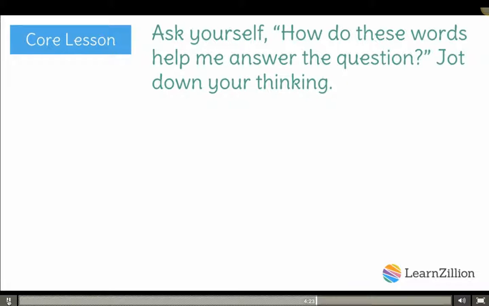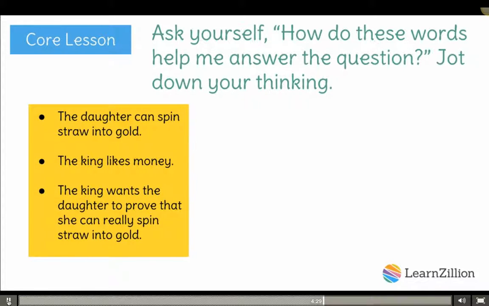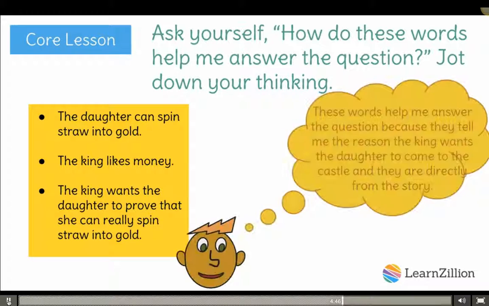Finally, we need to ask ourselves, how do these words help me answer the question? And then write down what we're thinking. Okay, my notes say that the daughter can spin straw into gold. The king likes money, and I know that gold is like money. And the king wants the daughter to prove that she really can spin straw into gold.